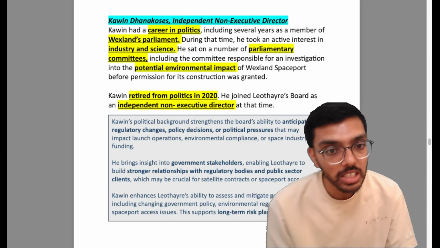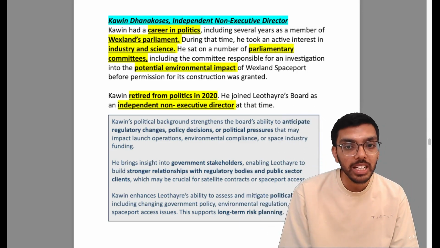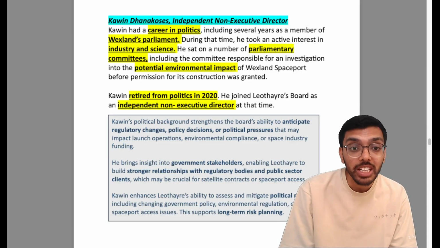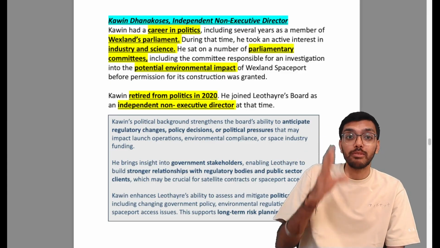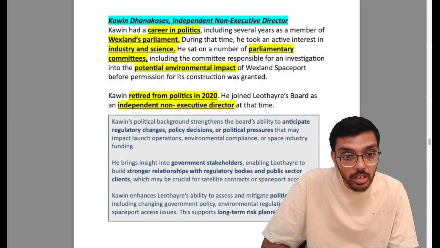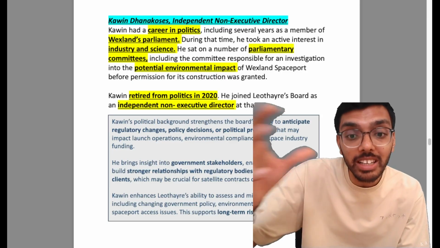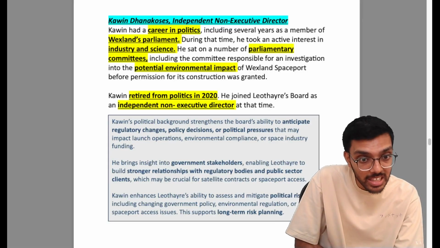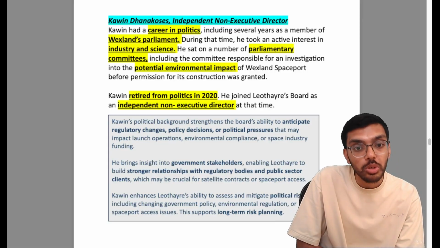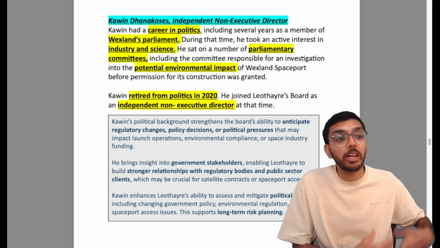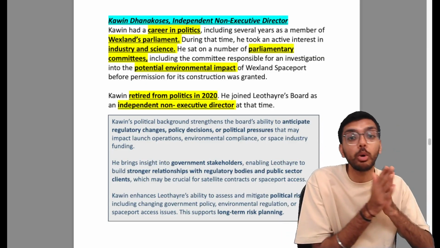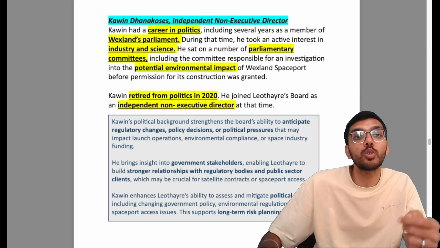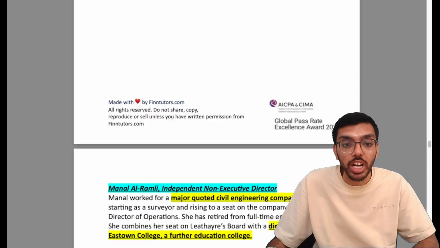So Kavin's political background strengthens the board's ability to anticipate regulatory changes, policy decisions, political pressures, because all of these are very important in our industry. He brings insight into government as a stakeholder, because government is a very important stakeholder in this industry, in this market. So Kavin enhances Leothayre's ability to better manage and mitigate political risk because he is able to predict. He knows what the requirements are. So, a very important addition to our board.